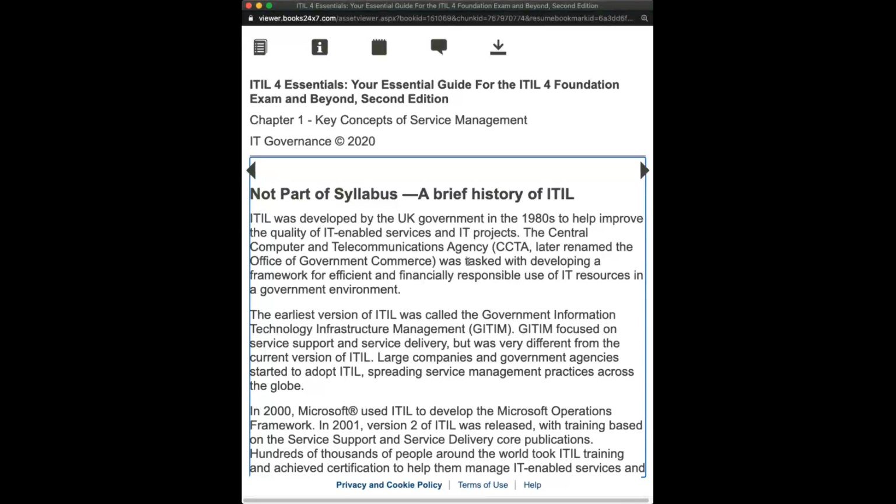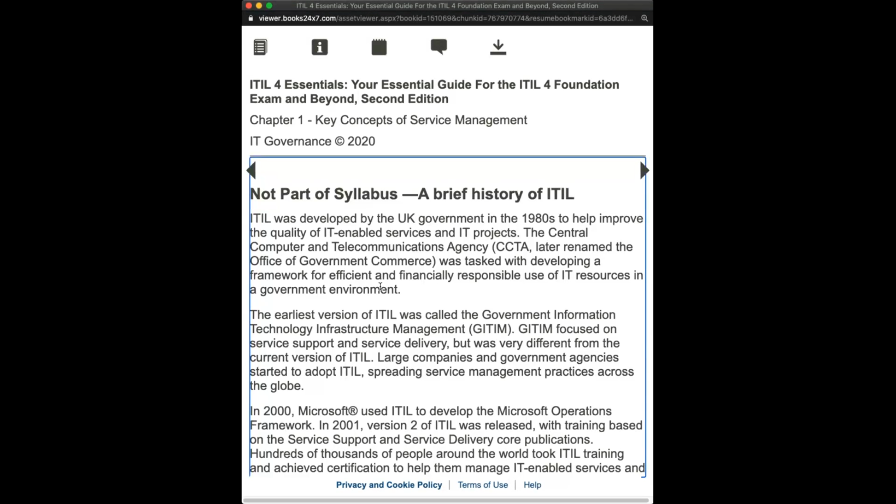So, a brief background of ITIL. It was developed by the UK in the 1980s to help improve IT-enabled services and IT projects, and they had an agency called the Central Computer and Telecommunications Agency.